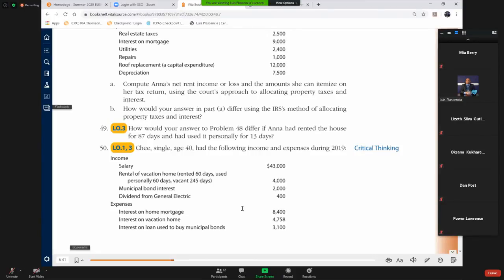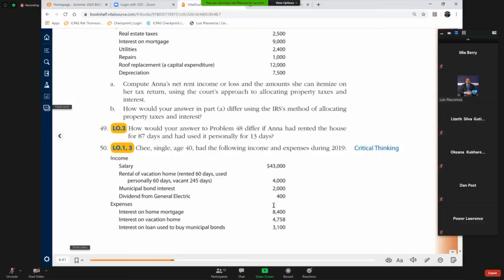So with this one, actually, I'll show you the answer for this one because this is a very good one to go over. Again, salary. For municipal bond interest, that's not income, right? Dividend, that's income, right? And now in terms of the rental property, let's say they rented it for 16 days, personal for 60. So 60 is more than 14, right? And then 60 is more than 6, right? So we got a vacation home. Everybody okay with that? This is definitely considered a vacation home. So $4,000 is income.